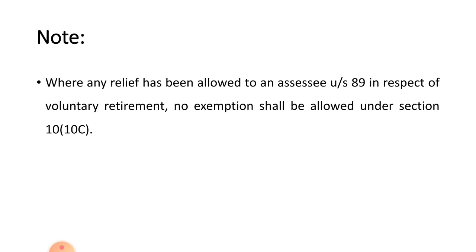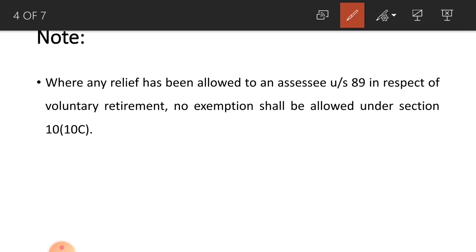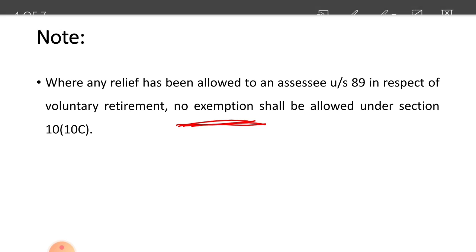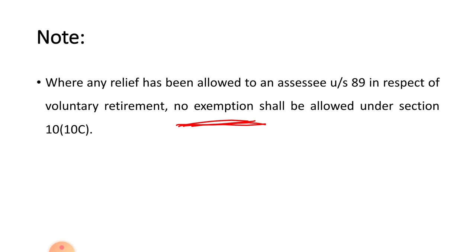Okay. Next, see the notes. Where any relief has been allowed to an assessee under section 89 in respect of voluntary retirement, no exemption shall be allowed under section 10 subsection 10C. So, if they give that relief is allowed under section 89, that means no exemption is allowed under section 10 subsection 10C.